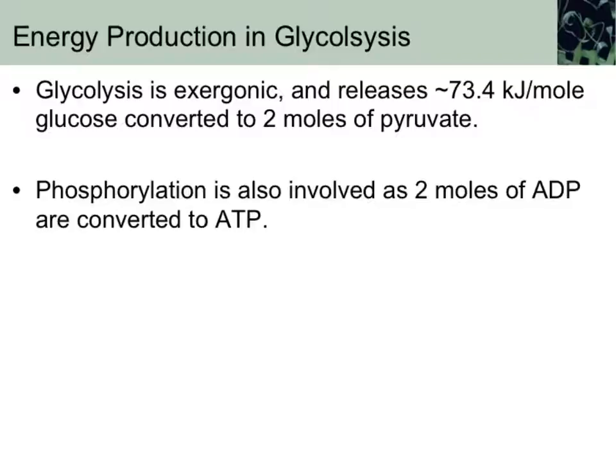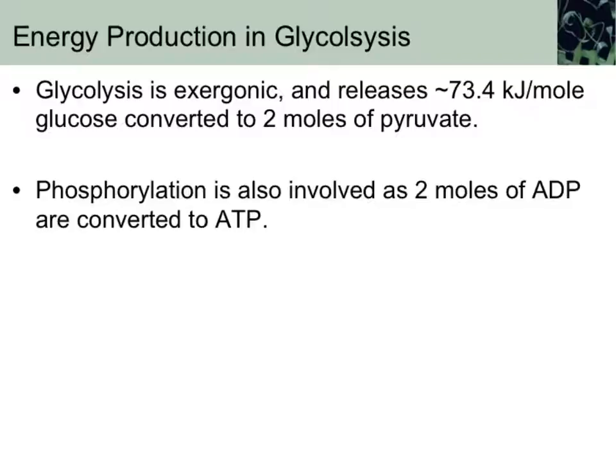End result, glycolysis beginning to end, releases 73 kilojoules per mole of glucose out into the world. That 73.4 kilojoules per mole happens to correspond to the same amount of energy necessary to make 2 equivalent moles of ATP. Your ADP to ATP is 31 kilojoules per mole. That's not right, I can't do the math. 36 kilojoules per mole. So your 73 is 2 of those, so that allows for that.